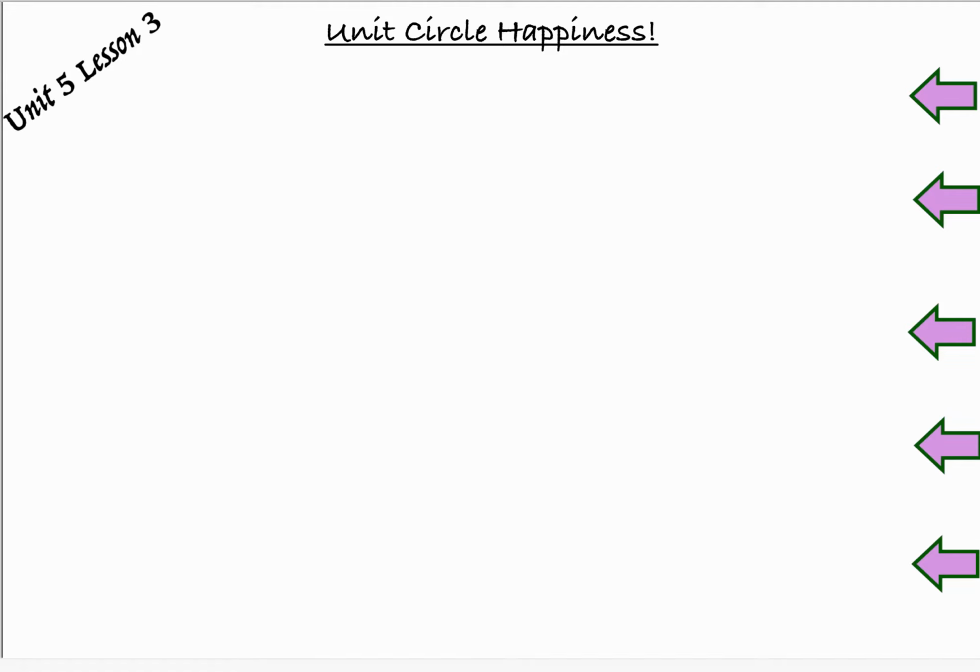So in Unit 5, Lesson 3, we're going to talk about the unit circle and then figure out why trigonometry is called trigonometry when we're using a circle, because tri means triangle, and oh my god, math is so confusing. It's not. Here we go.